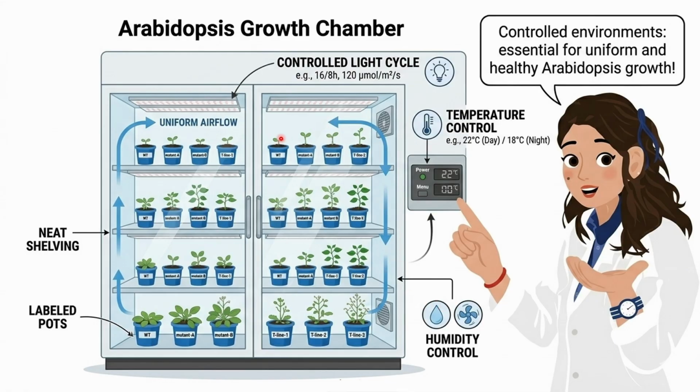In a plant molecular biology lab, we usually keep our plants in a plant growth chamber. So why is the growth chamber important? Because it provides a controlled light cycle, it provides controlled temperature, and it also controls humidity. So we can keep our Arabidopsis seedlings in the trays, and we can neatly label them so that we know the progression of the life cycle of Arabidopsis for our experiments.